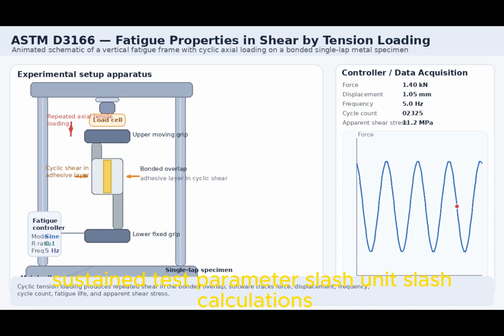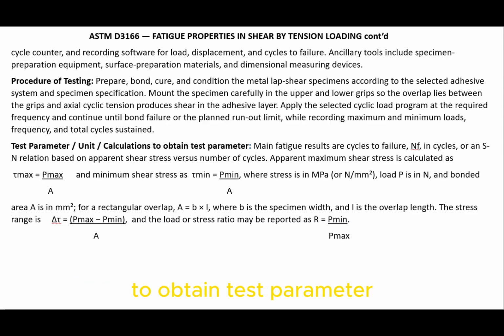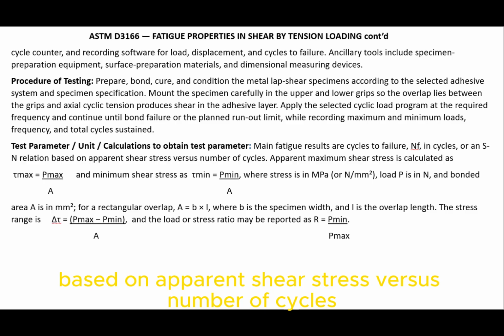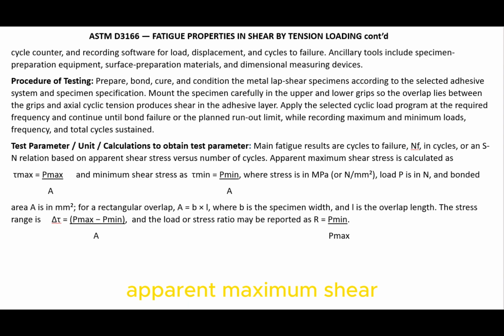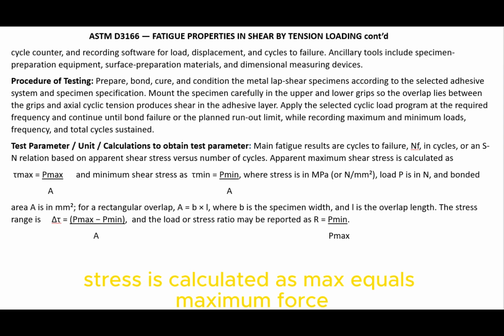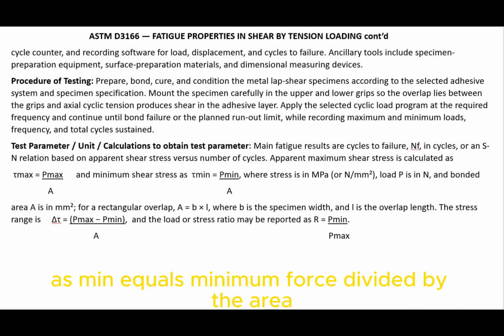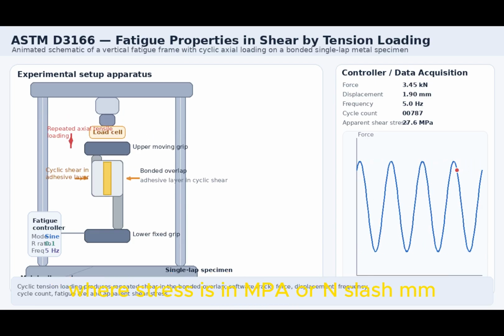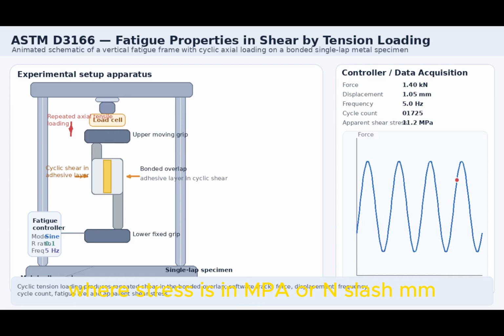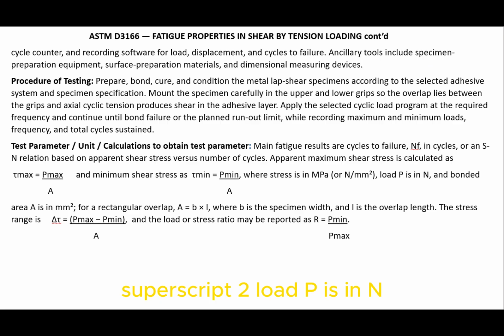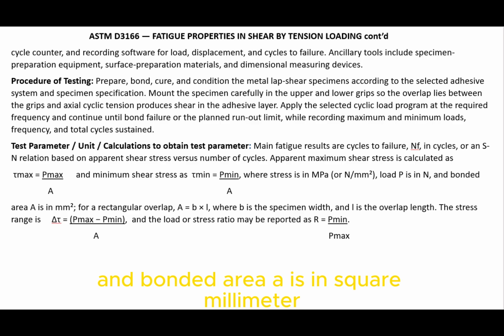Test parameter/unit/calculations to obtain test parameter. Main fatigue results are cycles to failure, NF, in cycles, or an SN relation based on apparent shear stress versus number of cycles. Apparent maximum shear stress is calculated as tau max equals maximum force divided by the area, and minimum shear stress as tau min equals minimum force divided by the area, where stress is in MPa, or N/mm squared, load P is in N, and bonded area A is in square millimeter.